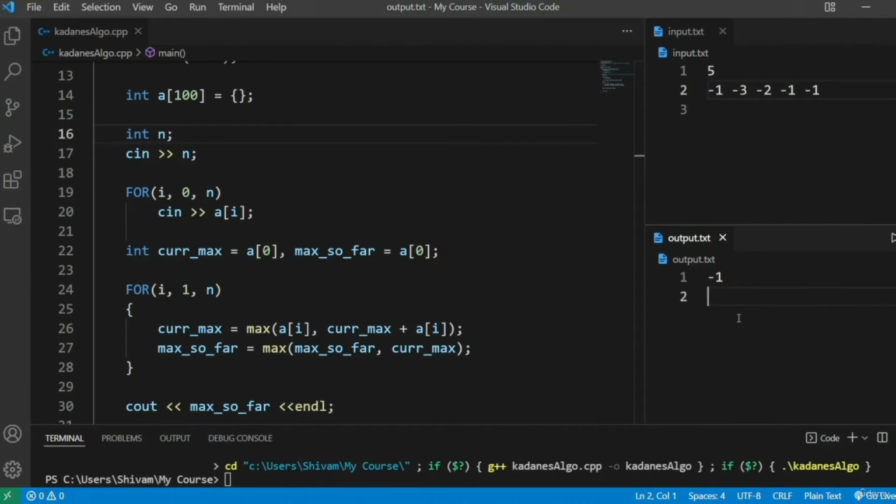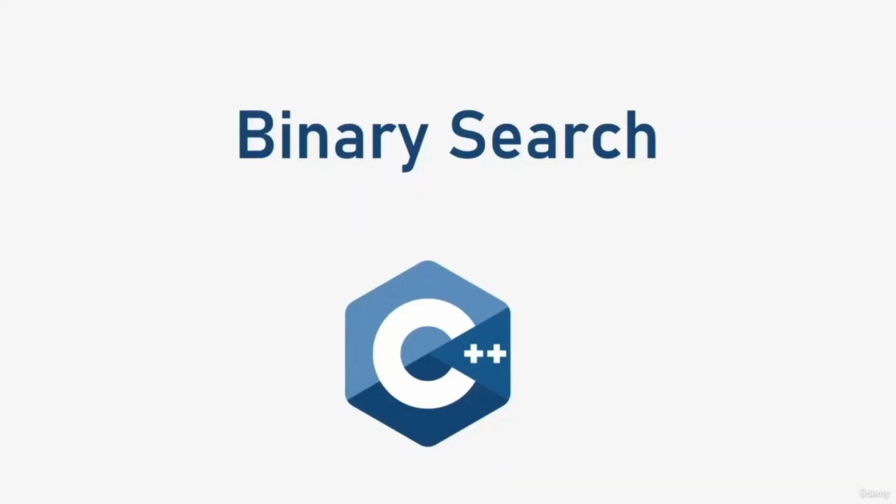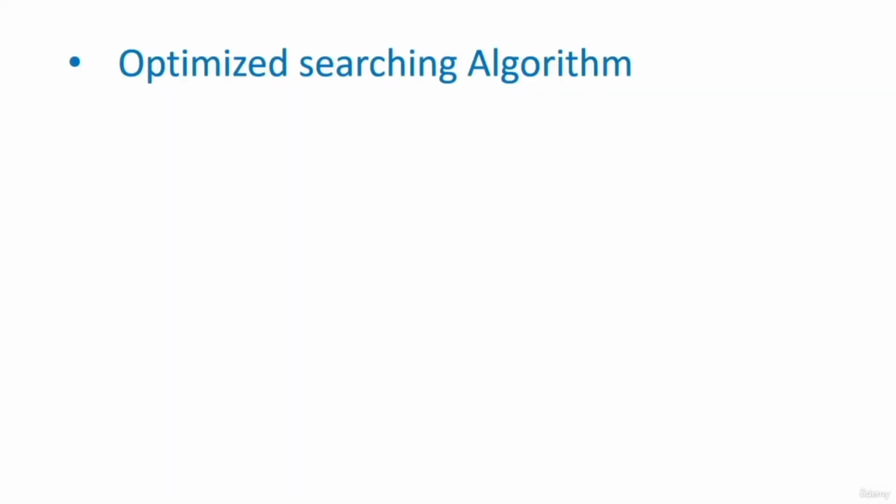Hey guys, in this video tutorial, we are going to discuss the binary search algorithm. So let's get started. Binary search is an optimized searching algorithm over the linear search. We know that in the linear search, we have to go to the place of every element and check whether the element is the required element.